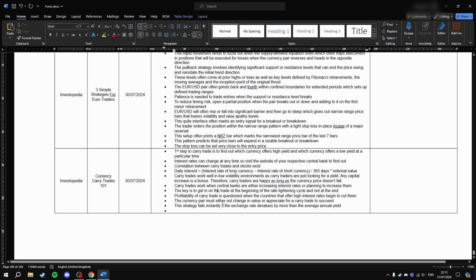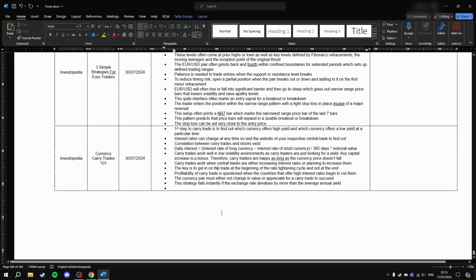And then we got currency carry trades 101. So first step to carry trade is to find out which currency offers high yield and which currency offers a low yield at a particular time. So interest rates can change at any time, so visit the website of your respective central bank to find out. Correlations between carry trades and stocks exist.